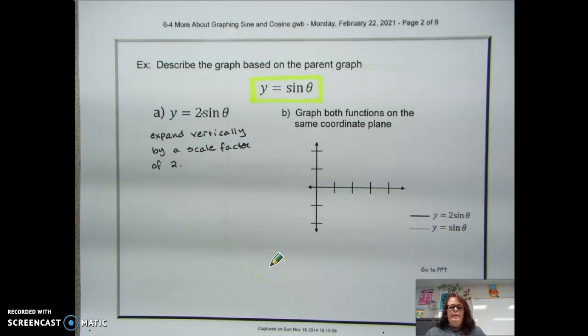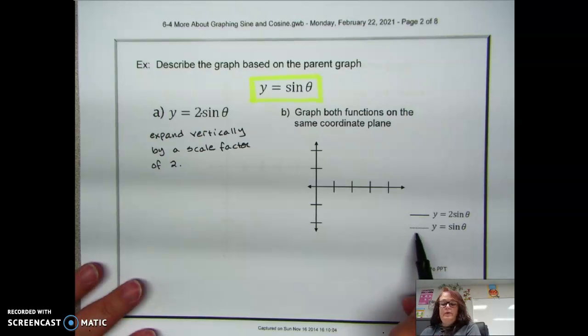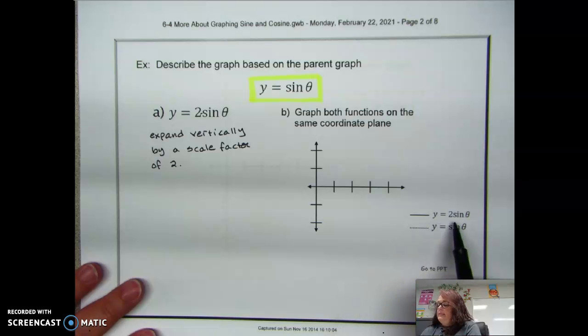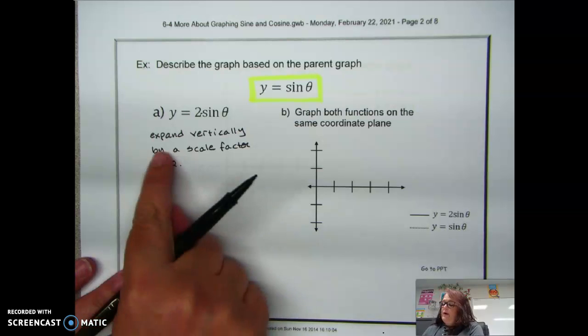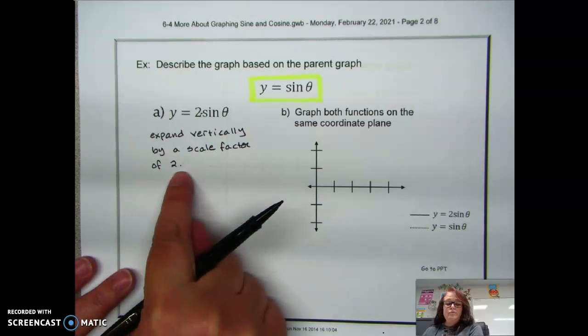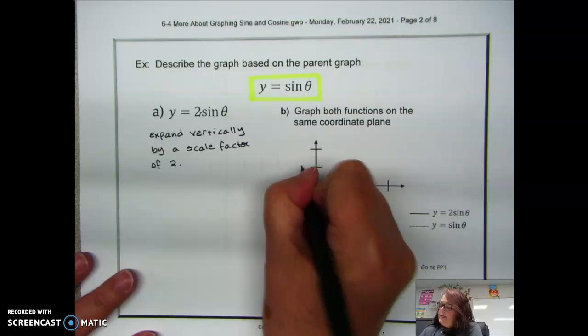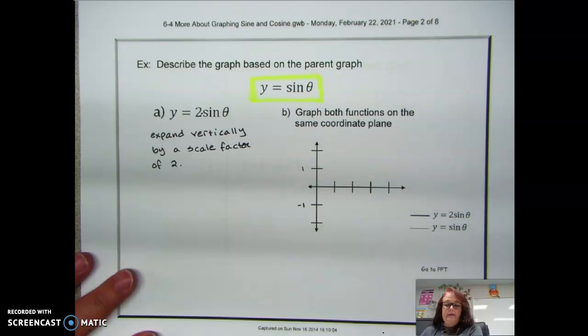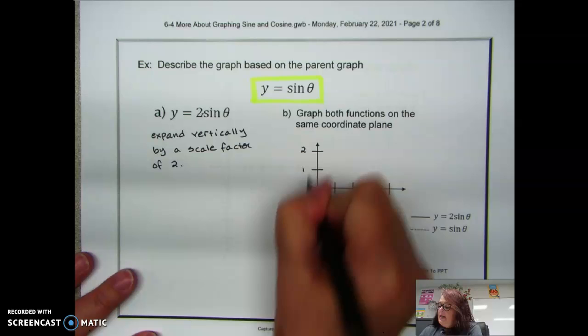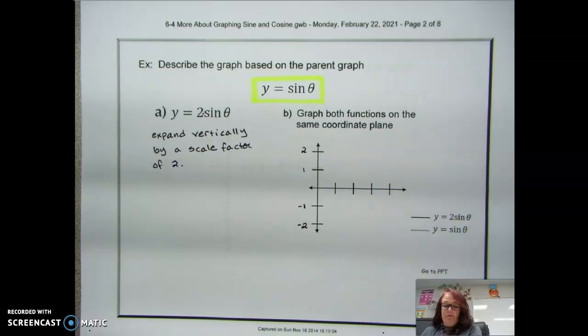All right, so coming back to this problem, let's remember how we graphed sine of theta. So notice we have a dashed line is going to be our y equals sine of theta, our parent graph. And then the solid one is going to be our y is equal to 2 sine of theta. Okay. So if I'm expanding vertically by a scale factor of 2, and normally my range is from 1 to negative 1, that means my range is now going to be from 2 to negative 2.